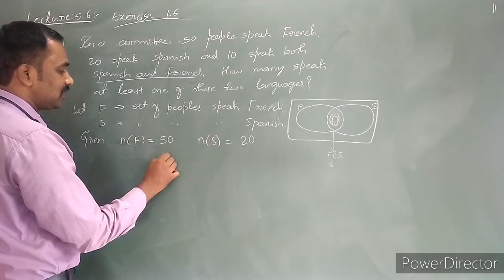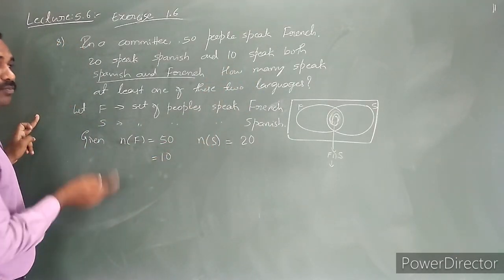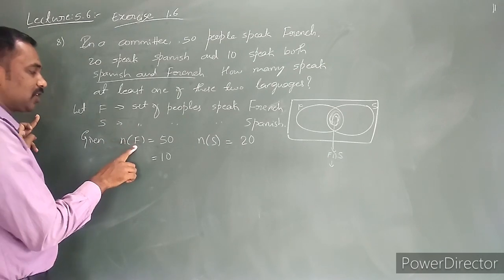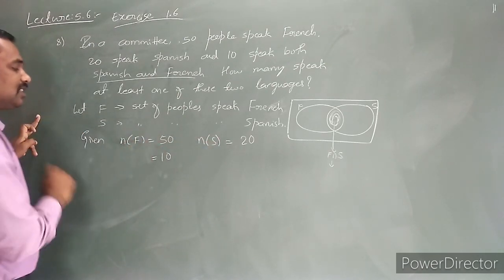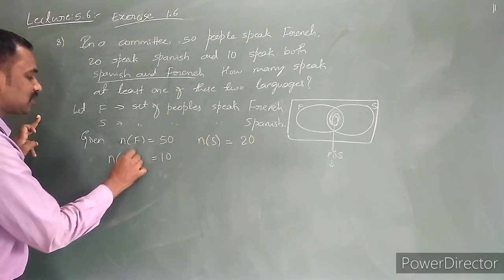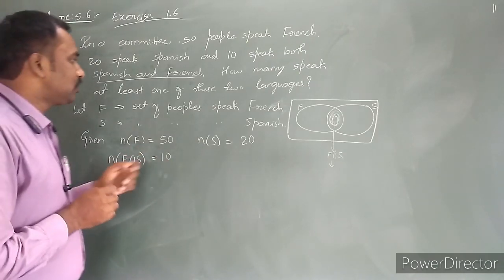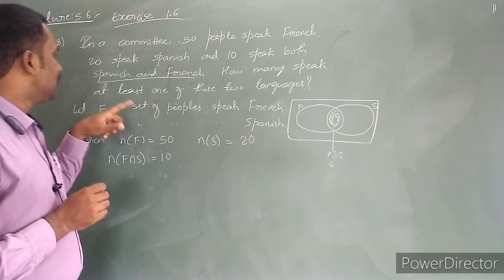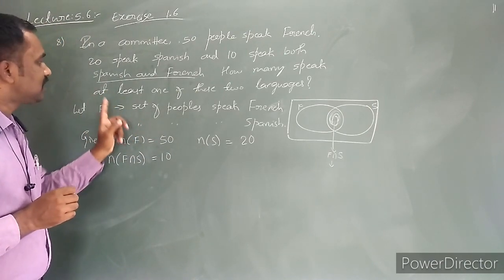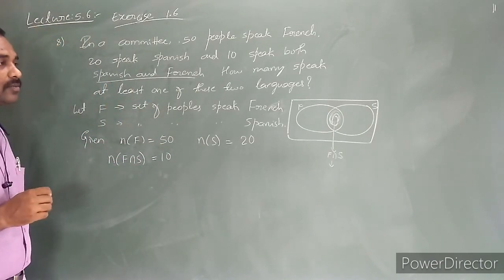What does this number 10 denote? The number 10 denotes those who speak Spanish as well as French. That is nothing but the intersection. F intersection S is equal to 10. Then what do we need to find? How many speak at least one of these two languages?